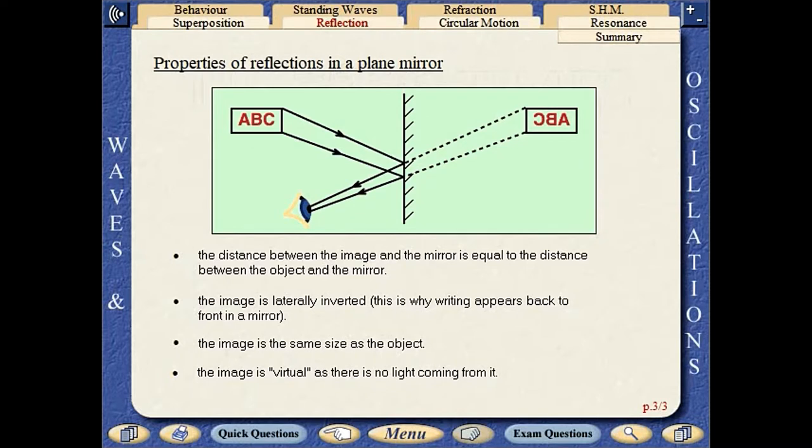The distance between the image and the mirror is equal to the distance between the object and the mirror. The image is laterally inverted. This is why writing appears back to front in a mirror. The image is the same size as the object. The image is virtual, as there is no light coming from it.